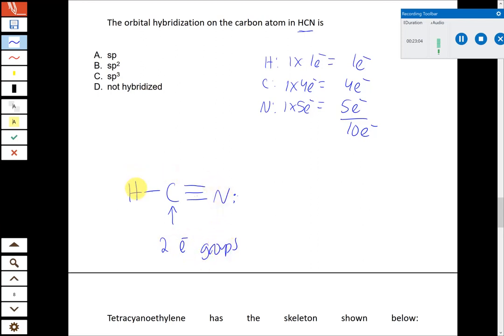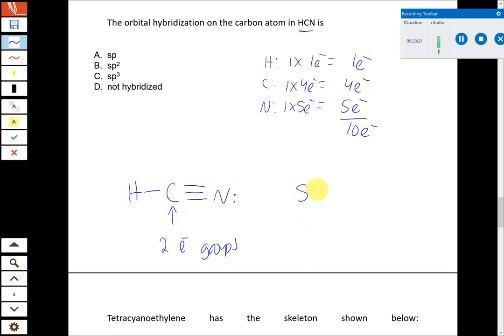It's bonded to the nitrogen and to the hydrogen. It has no lone pairs, so it has only a total of 2 electron groups. Remember, we don't care whether an electron group is singly, doubly, or triply bonded. It just counts as a single electron group, no matter how it's bonded to the central atom. So 1 electron group, which is nitrogen, 1, which is hydrogen, total of 2.